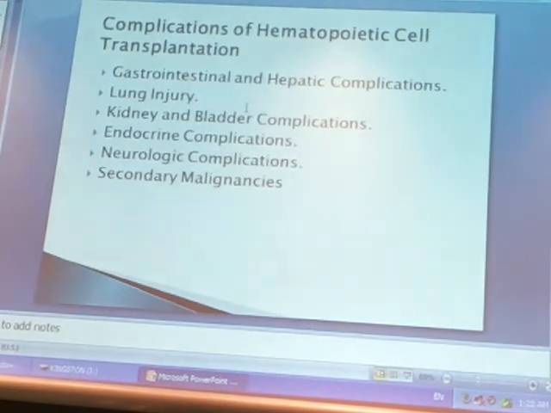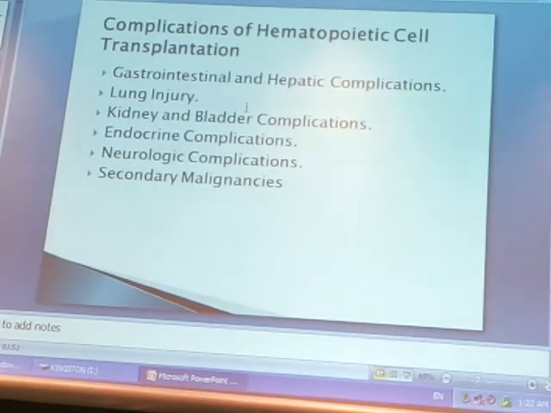Other questions? Okay, where do we have stem cells still, other than the bone marrow and the placenta? Do you have stem cells anywhere in your body? Where?